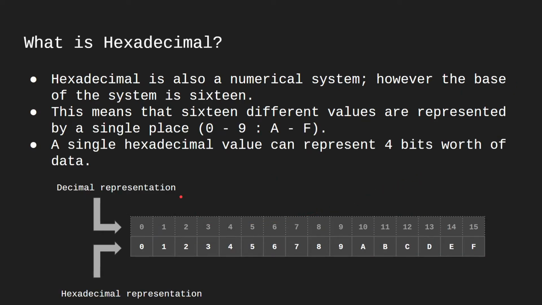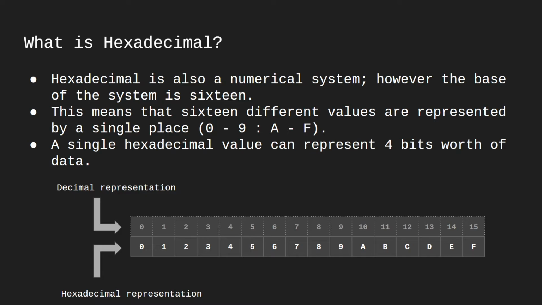So what is hexadecimal? Well, hexadecimal is also a numerical system. However, this is a system with a base of 16. So this means that 16 different values are represented by a single placeholder. And how we represent those values is the digits 0 through 9, and then the letters A through F.